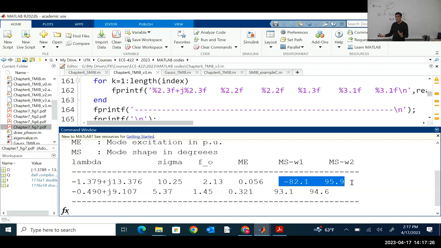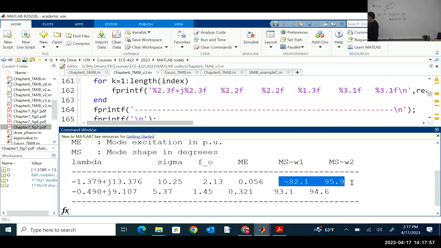Counter phase behavior. The mode related to lambda one will be manifested with this angle, with that shifting, and in the other machine it will be totally opposite, right? That's what we are observing here. What kind of behavior would that be? If the mode shapes are in opposition, what kind of behavior will we have in the system?